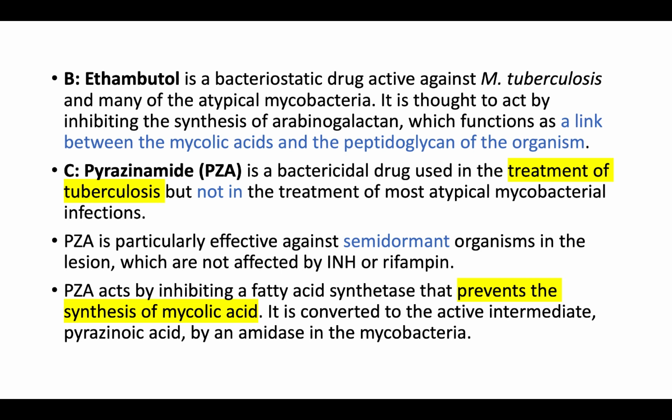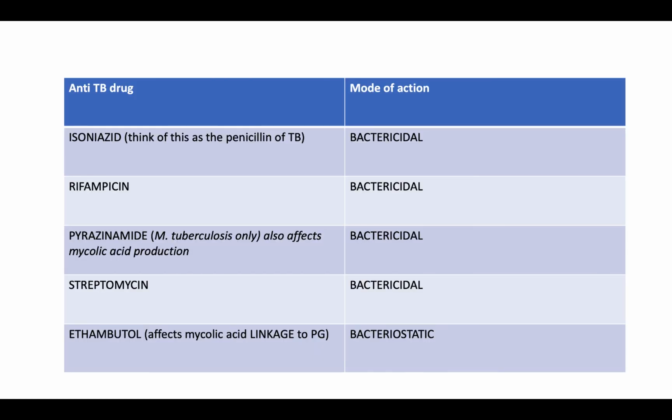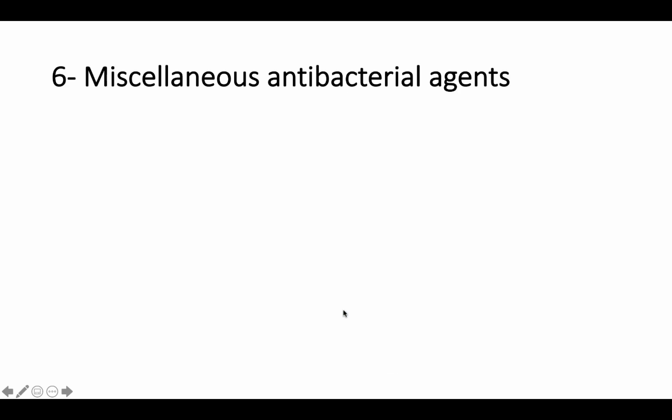So pyrazinamide acts by inhibiting fatty acid synthesis to prevent the synthesis of mycolic acid. So isoniazid, ethambutol, and pyrazinamide are the cell wall affecting drugs for mycobacteria. So these are the TB drugs. We said rifampicin is the one that is not on the cell wall, and streptomycin is the other one, and the rest are isoniazid, ethambutol and pyrazinamide. All of them are here, and this is their mode of action.